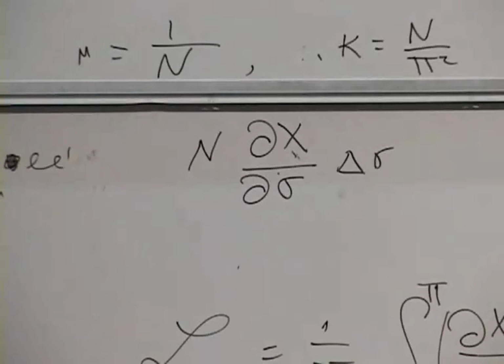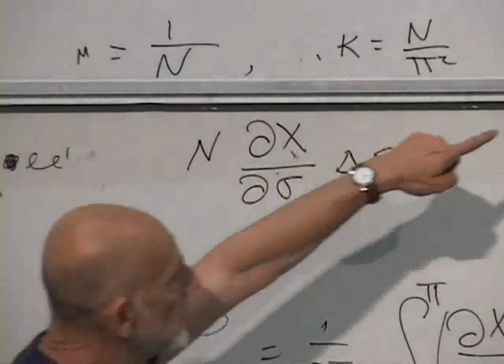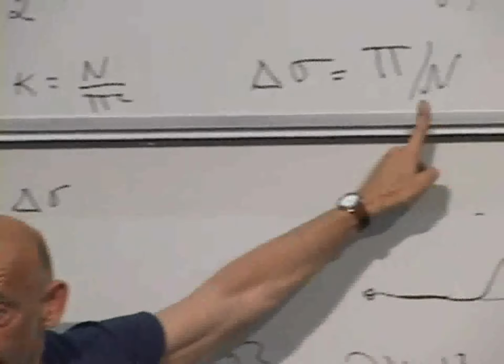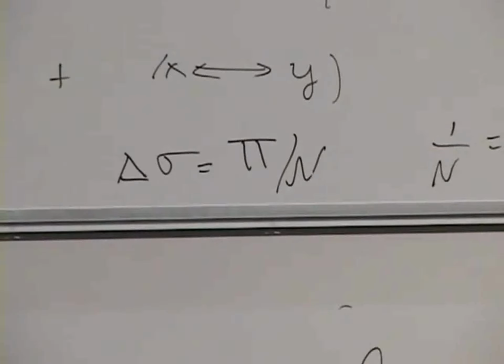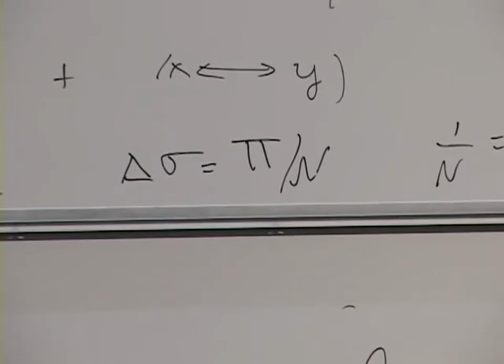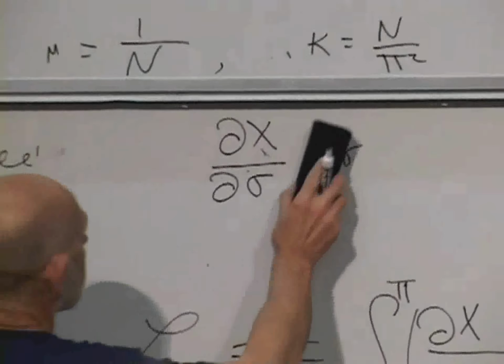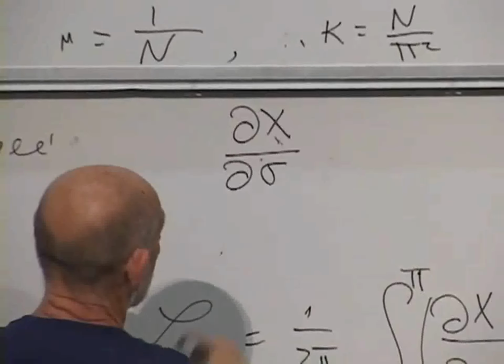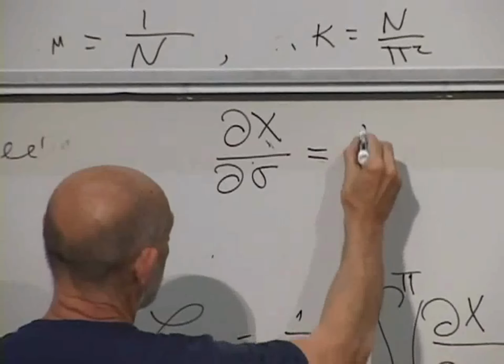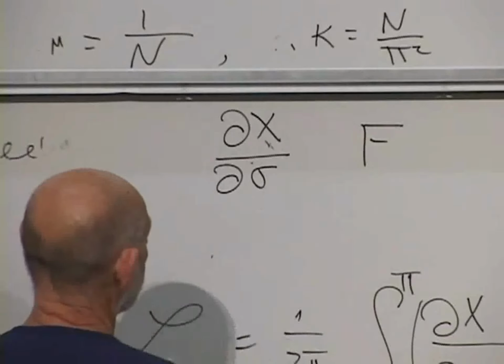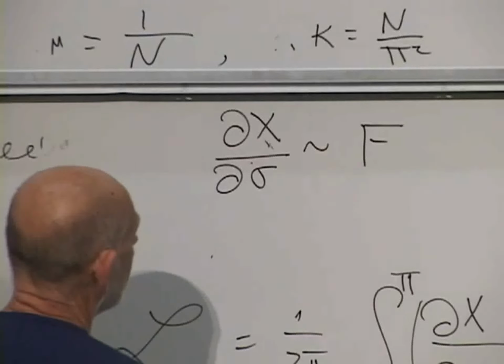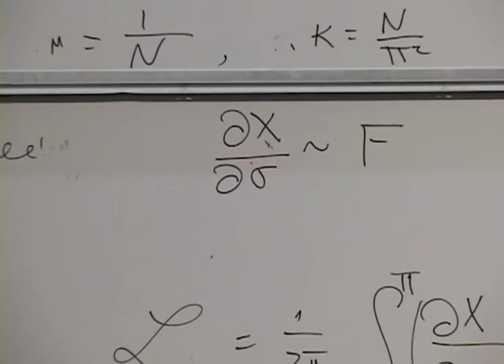And what is delta sigma? Delta sigma goes like 1 over n. So the n's are going to cancel. I don't care about the numerical constant factor. The force on the end of the string is going to be proportional to the derivative of x with respect to sigma.